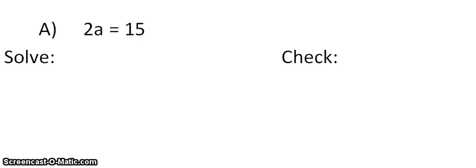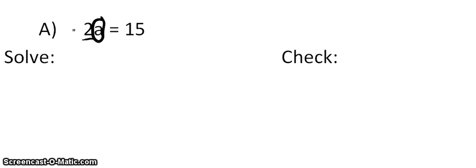Another way to think about how to do that is to think about getting the variable by itself on one side of the equation. So when I look at A, here's my variable that I want to get by itself. Okay, here's my variable that I want to get by itself. And right now, what's keeping it from being by itself is that it's being multiplied by 2. So I want to undo that multiplication.